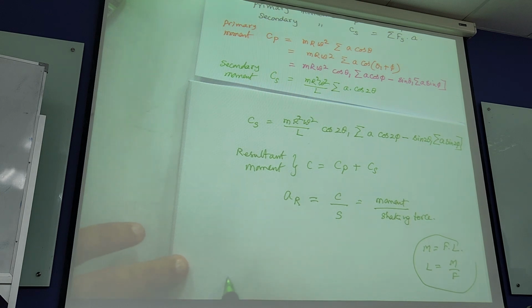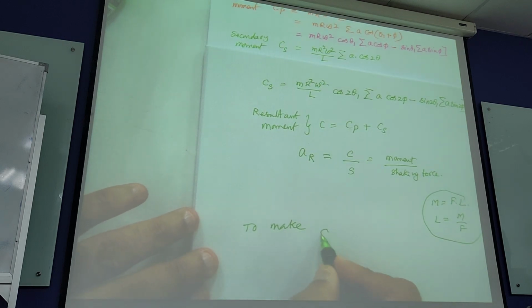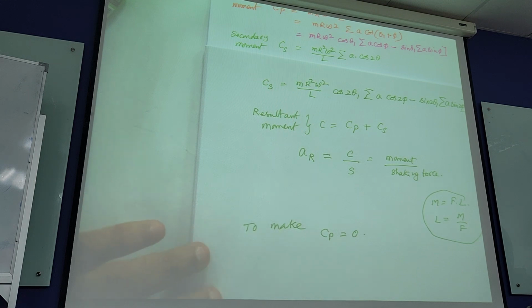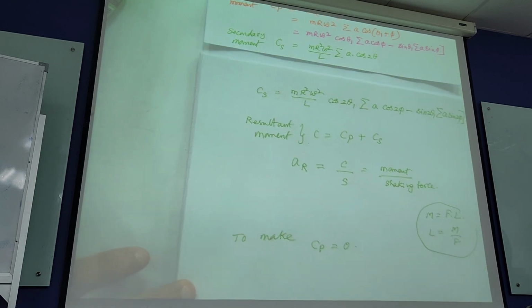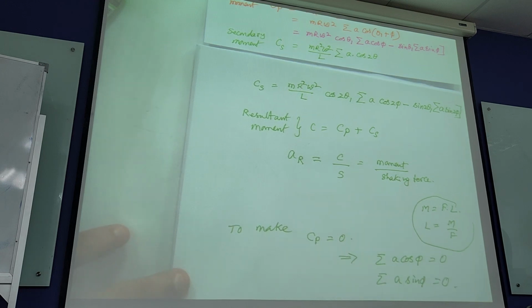So now to make the primary movement acting on the inline engines zero, what we need to do is make the sum of A cos phi zero and the sum of A sin phi zero.